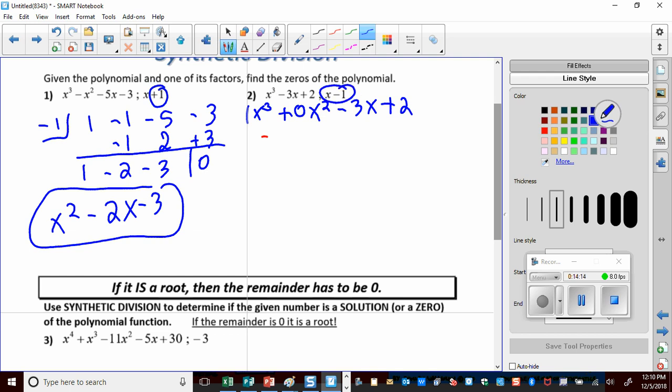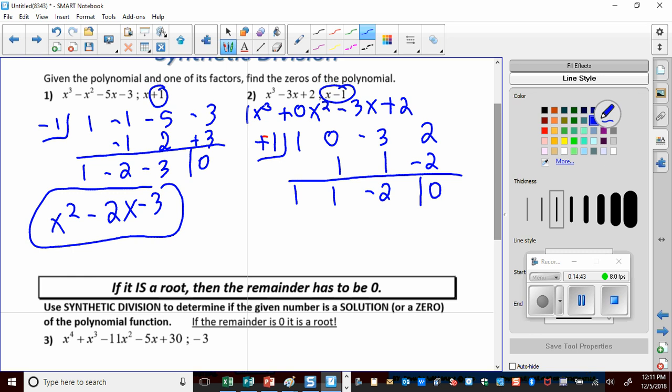Next one, I have a divisor of +1, so +1, right? And then I bring my numbers down, 1, 0, -3, 2. So first step, always bring that first number down. It's 1. 1 times 1 is 1. 0 plus 1 is 1. 1 times 1 is 1. I get -2. -2 times 1 is -2. And I get a remainder of 0. So my final answer is x squared plus x minus 2.